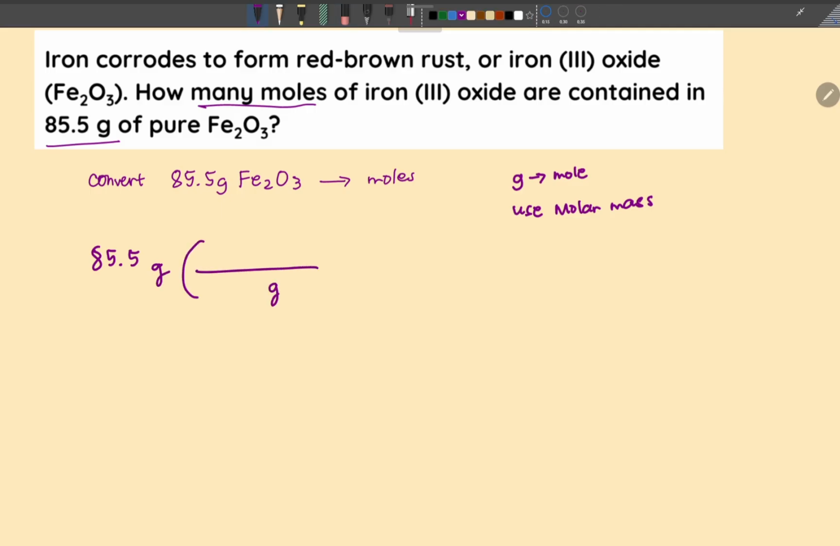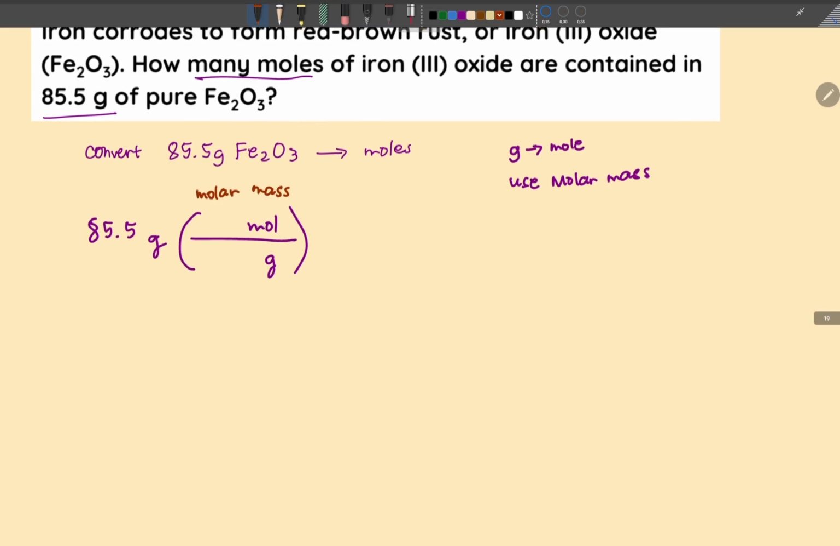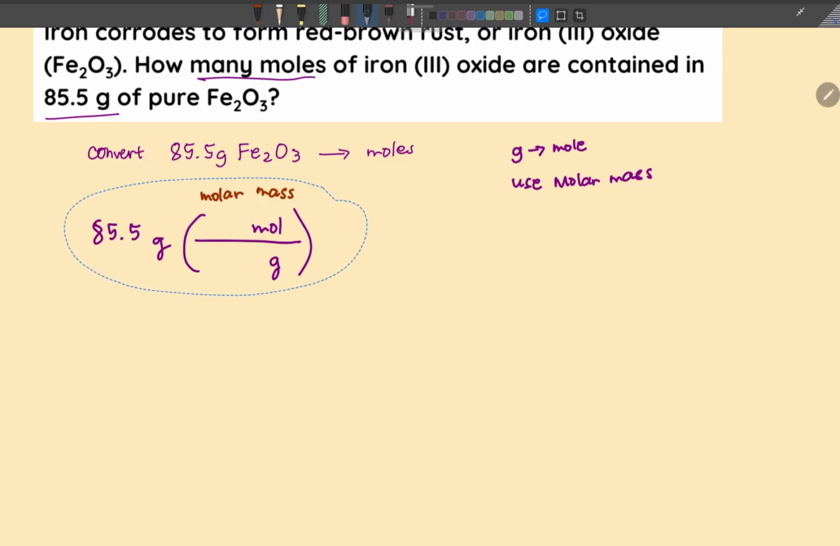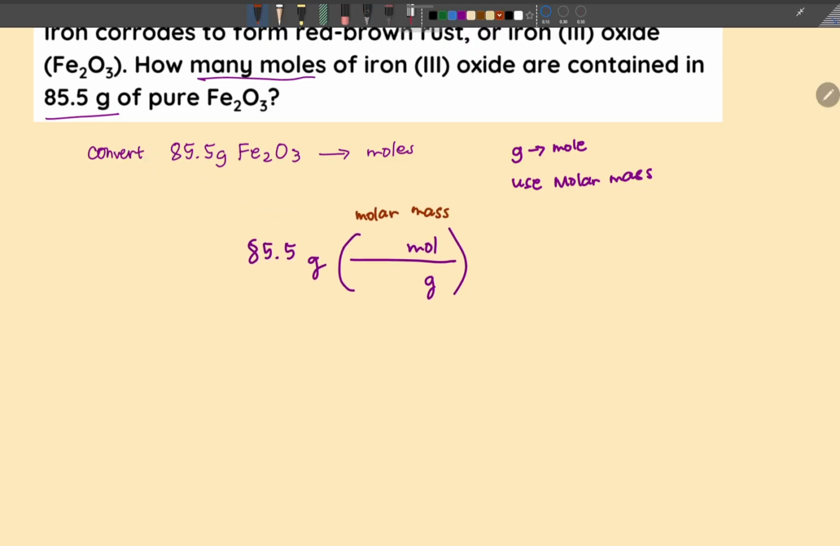So this should be grams per mole. But what will be the value? So we have to use molar mass. You have to solve first for the molar mass. Let's move this one here. Molar mass of Fe2O3.